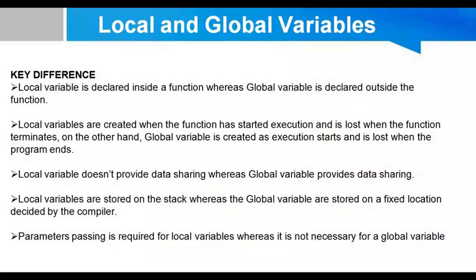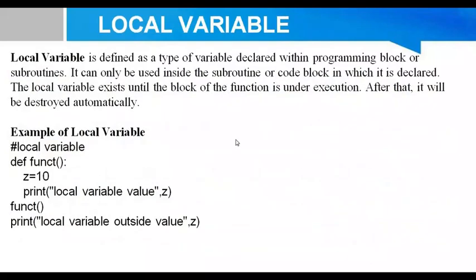So here I'll make a function with the variable z equal to 10, local. When I print it and call the function, it will print the local variable value z, that is 10. But as it is a local variable, it will not print any value outside the function. Why? Because the scope of a local variable is restricted to this particular function block.